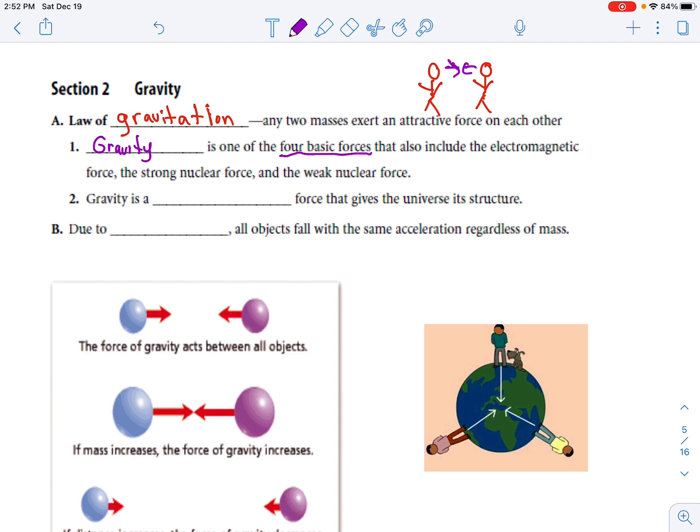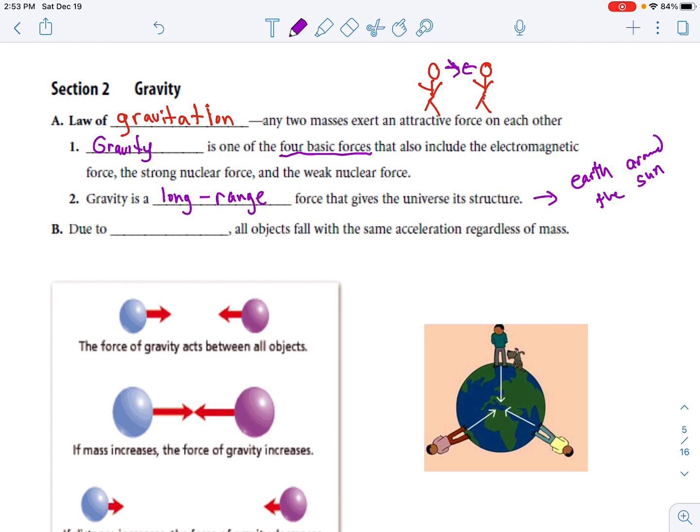But gravity, one thing that is cool, it works over a very long distance. So we call it a long range force. It gives the universe its structure. So gravity is what keeps the Earth going around the sun. Gravity keeps the Earth moving. Gravity keeps the moon going around the Earth. Gravity keeps all the stars and planets where they are at. So even though some of those things are millions and billions of miles away, we still have a gravitational force to them. So that's kind of cool.